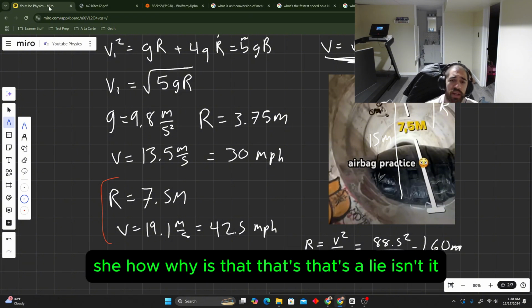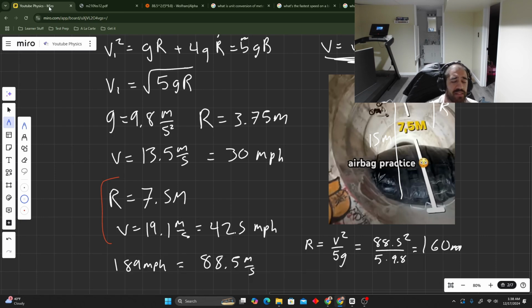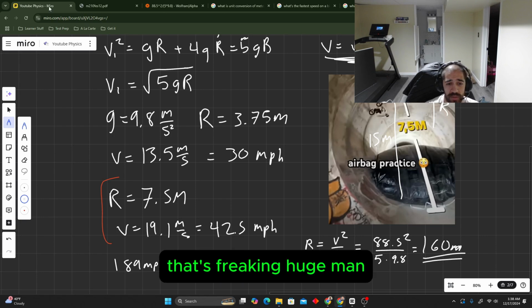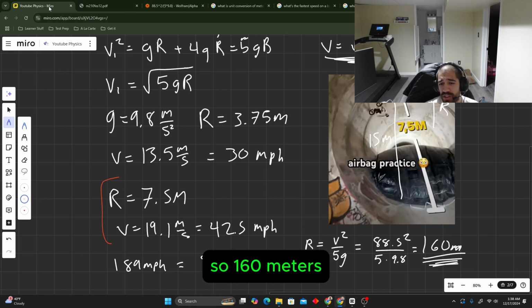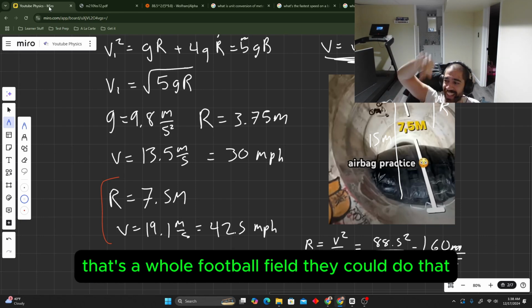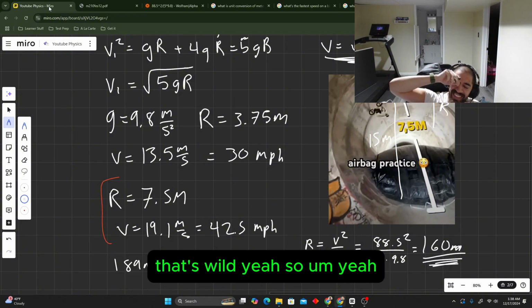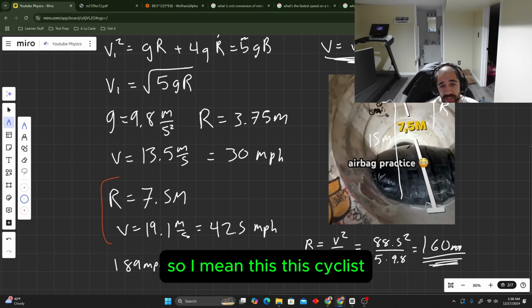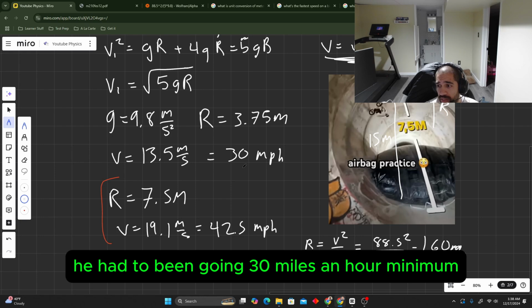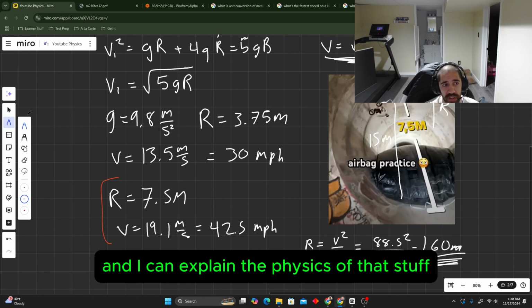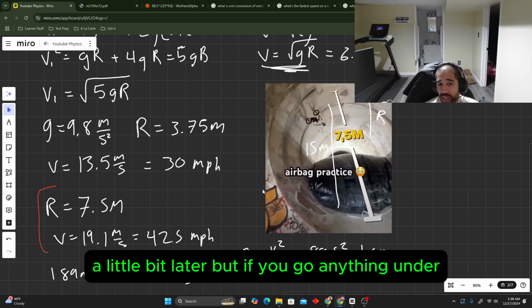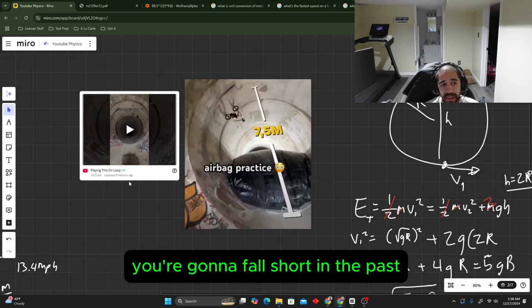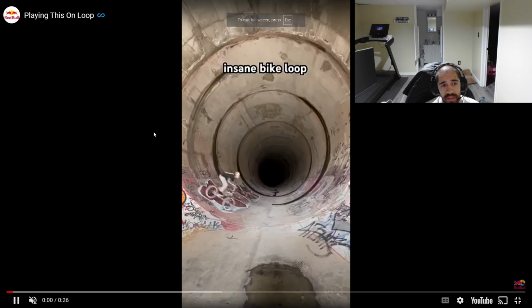Shee! Why is that? That's a lot, isn't it? Yeah, I guess so. Dang, that's freaking huge, man. So 160 meters. That's a whole football field. Woo! They could do that. That's wild. So yeah, I just thought that was really neat. So this cyclist had to have been going 30 miles an hour minimum. You could go more, and I can explain the physics of that stuff a little bit later. But if you go anything under, you're gonna fall short of the path, just like we saw in the video right here.